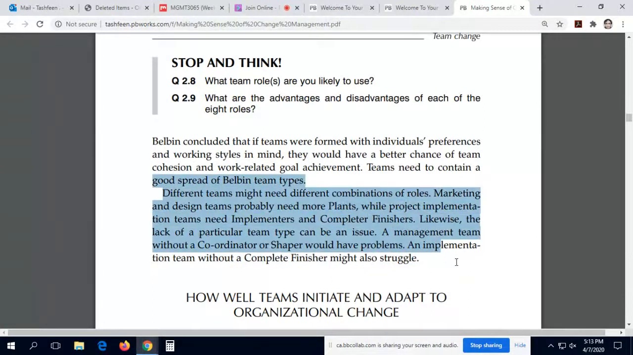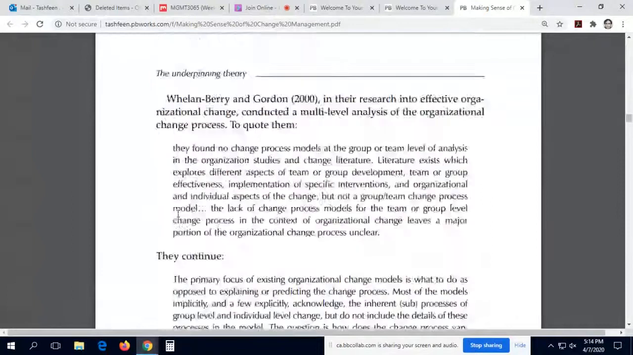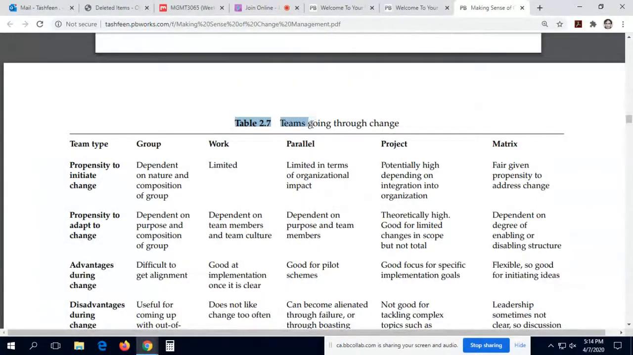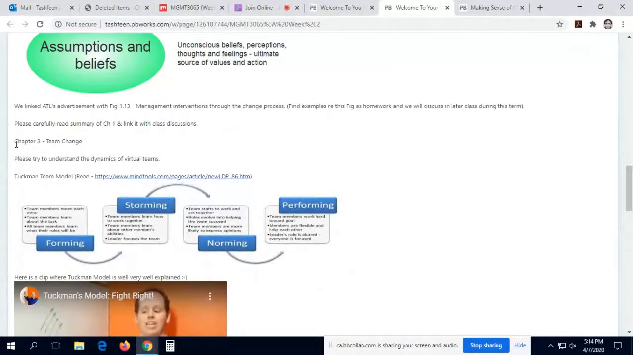So these types of things, you need to read the chapter and link it with the discussion. Table 2.6, I think you should pay attention to table 2.6. It gives you a nice summary of teams going through change. Propensity to initiate change, to adapt to change, during change, what are the advantages and disadvantages of different types of structures: group, project, matrix, work, parallel. There are some things where you will have to read their definitions and try to understand what they are trying to do, and also pay attention to the summary section of all the chapters. That is what you are going to do. I have posted some things on the website also, like for example, chapter 2, team change. So Tuckman's team model, please read this.